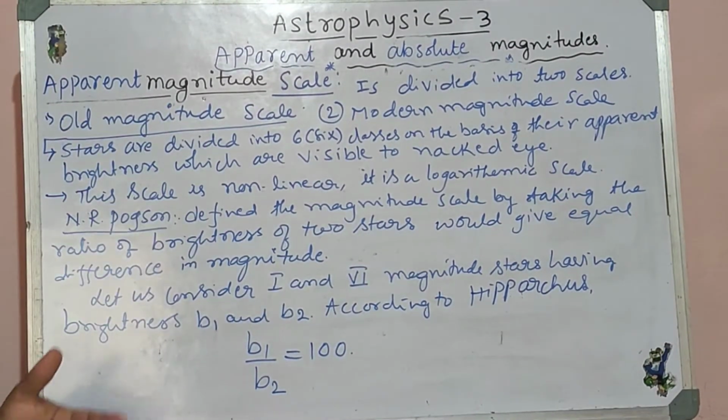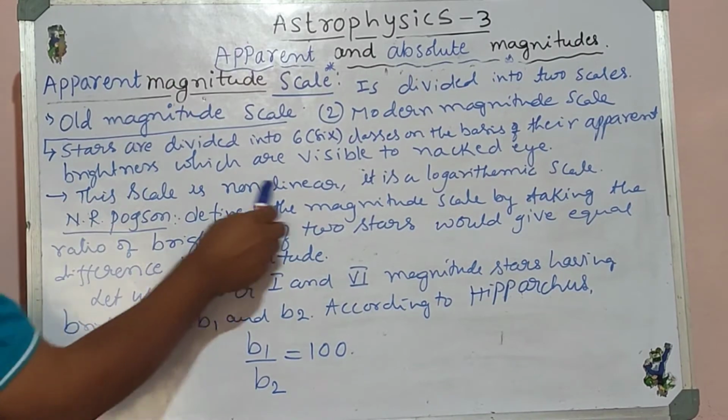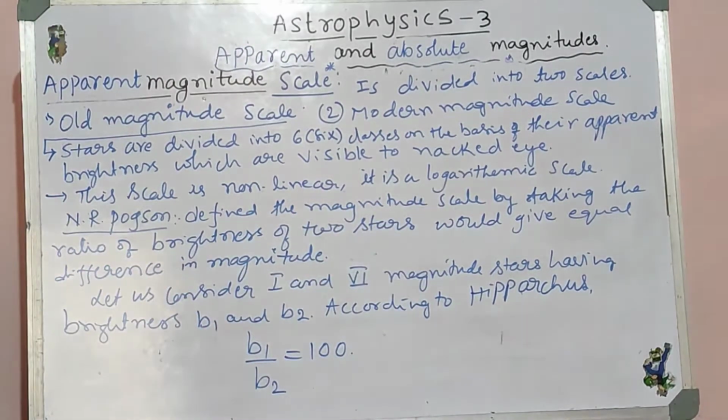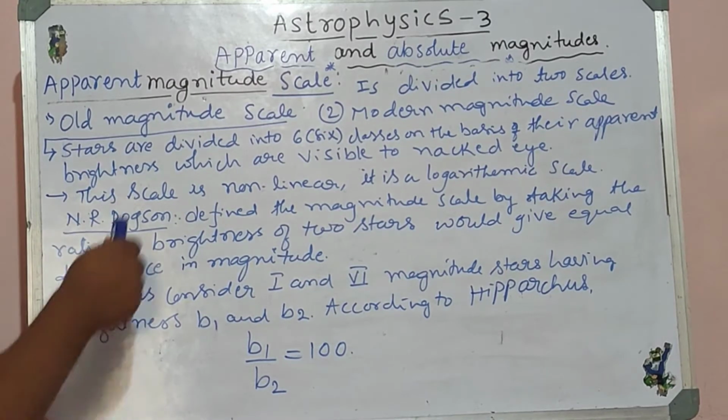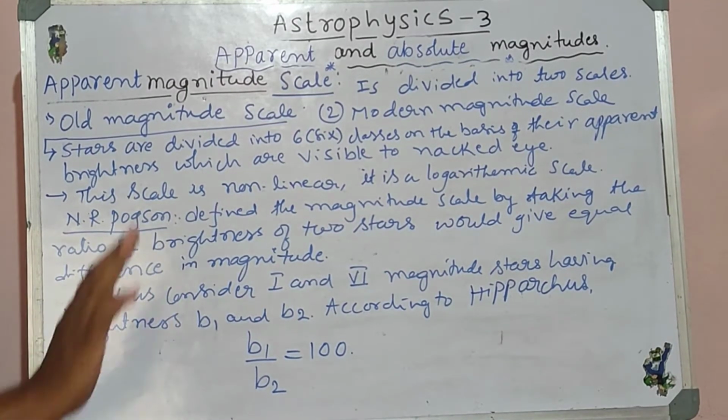Once again, 1 to 6. This scale is non-linear. It is a logarithmic scale. Therefore it is a non-linear scale. It is not linear, it is non-linear.